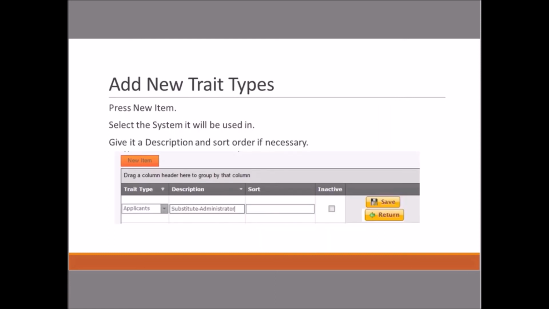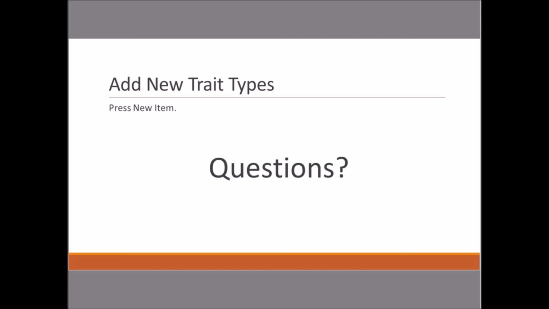Okay, go to the next slide. And just like events, it's very simple to add one. You're going to start by clicking New Item, pick the portal, give it a name, and decide if you're going to have a sort or not, and then save your work. So that's it.